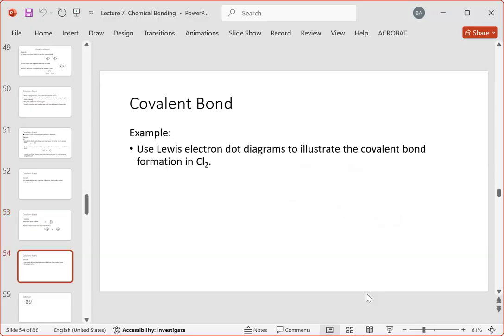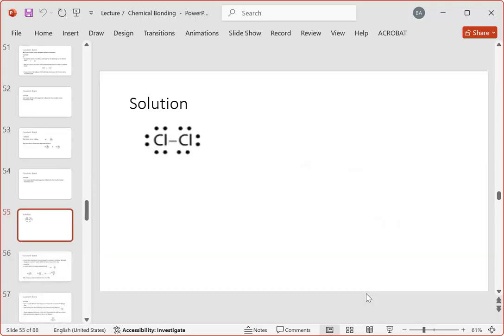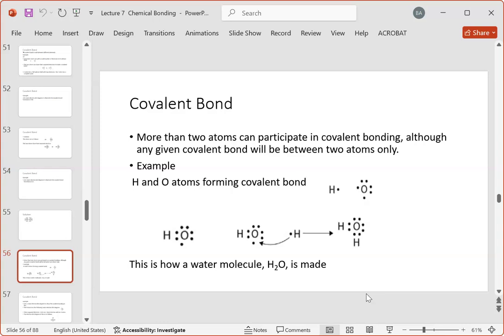Now use a Lewis electron dot diagram to illustrate the covalent bond formation in a chlorine molecule. So that's how the answer is. Chlorine bonding together: this one has seven, this has seven. They each have one left that is not paired, so they will just share together, and then each of them will have eight electrons. So more than two atoms can participate in covalent bonding, although any given covalent bond will be between two atoms only.